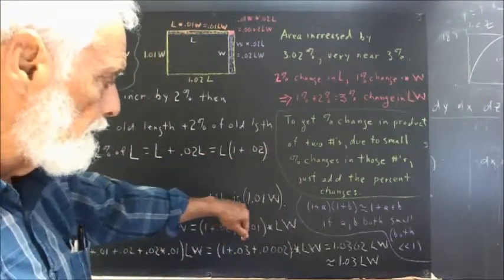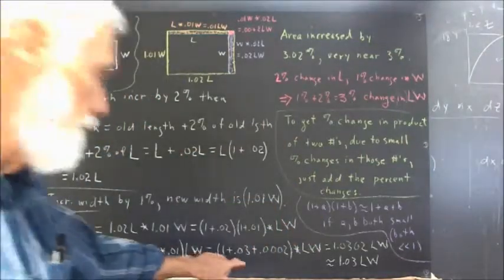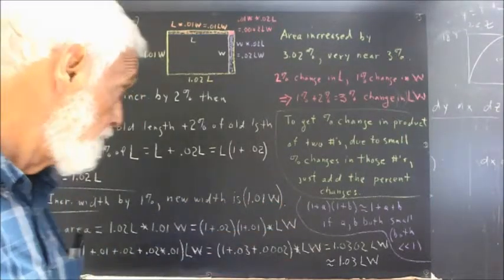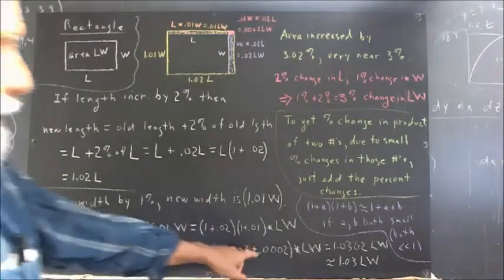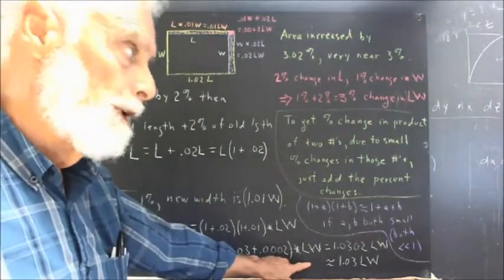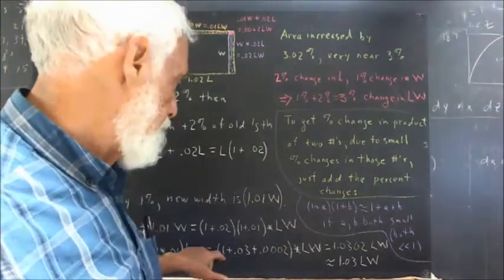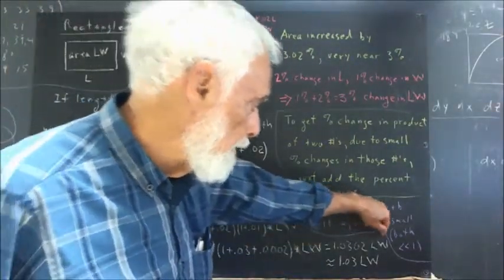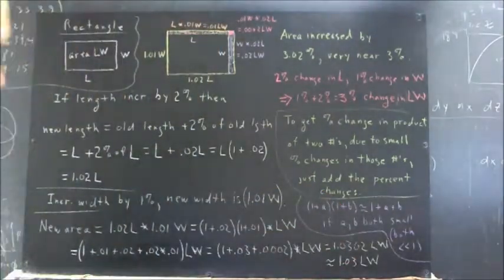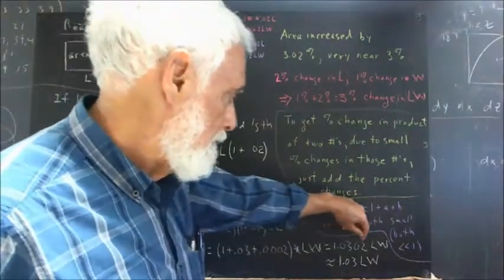So when we do 1 plus 0.03 times LW, we've increased the area by 3%. Remember that 3% came from adding the 1% and 2%, and how that came out of everything else we've done. And then we got this tiny number, 0.0002 times LW, that really doesn't amount to a hill of beans, but we're going to include it in the calculation for the moment. That's 1.0302 LW. Now you have a connection to where the 0.03 came from and how it's related to the 2% and the 1%.